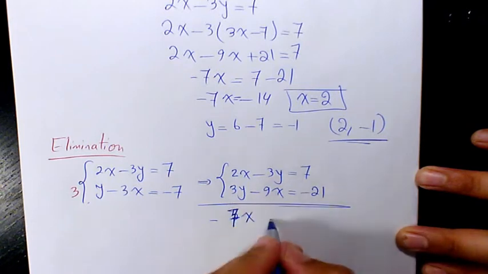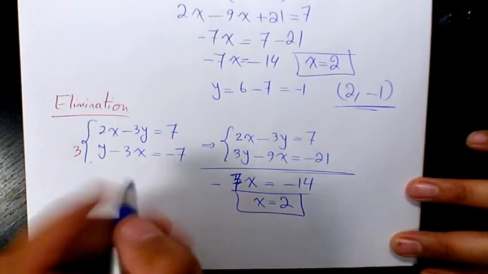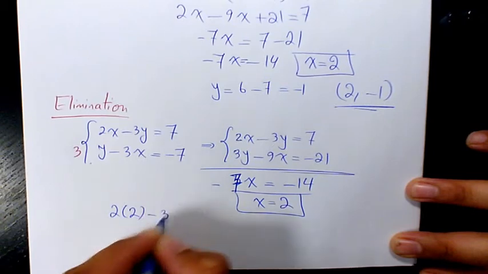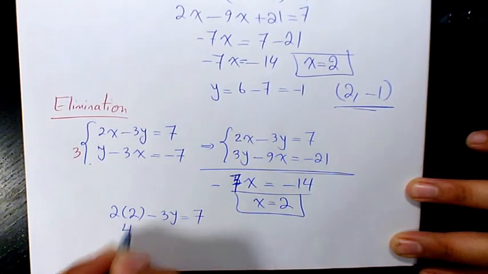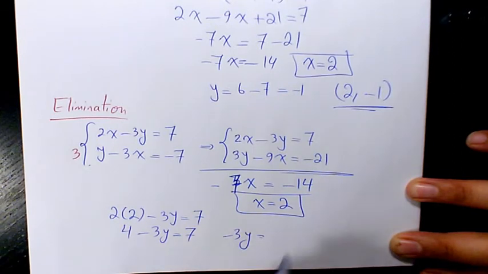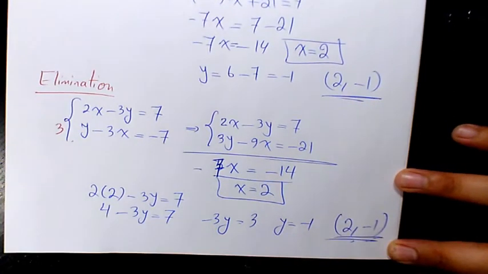These two cancel out. We have -14, so x will be 2. Then you sub it here. You're going to say 2x minus 3y equals 7. So 4 minus 3y equals 7. -3y equals 7 minus 4, which is going to be 3. So y will be -1. So the point of intersection is 2 and -1.